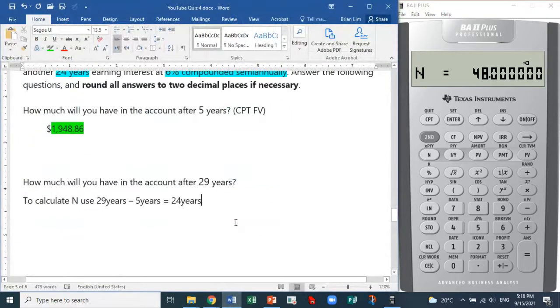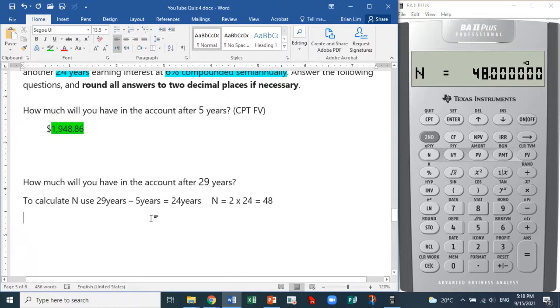Okay, let's go back here. So that is the N. So you use N, but the actual value for N is equal to 2 times 24, and that is where the 48 is coming from. All right, so that's the actual value for N.